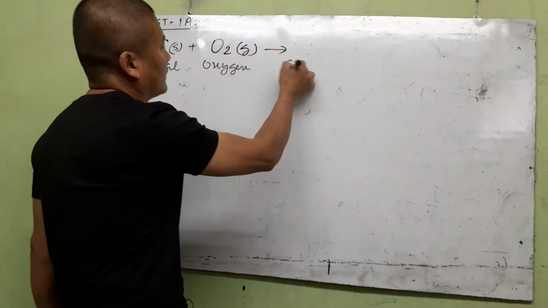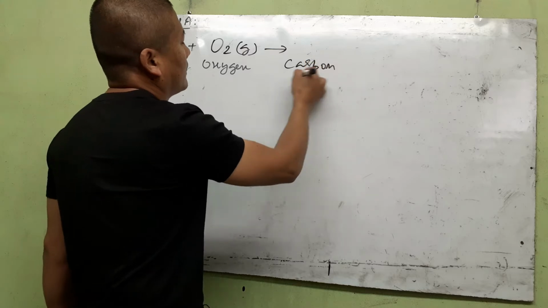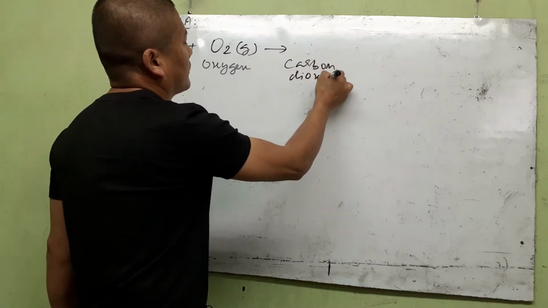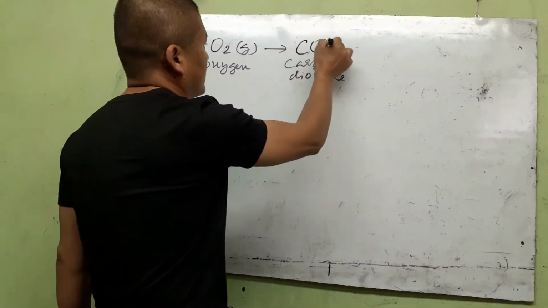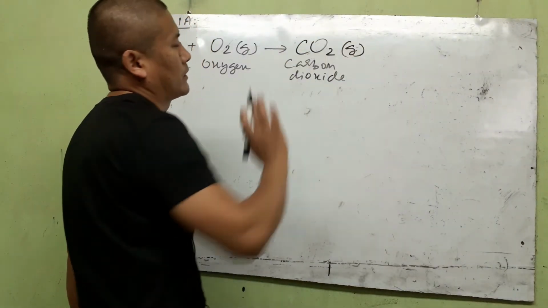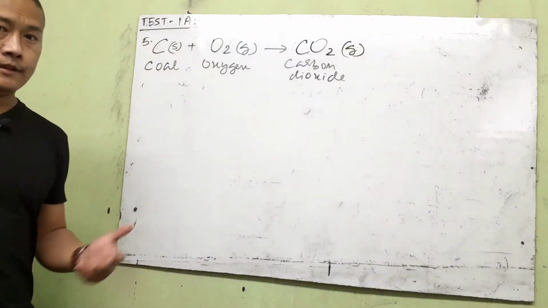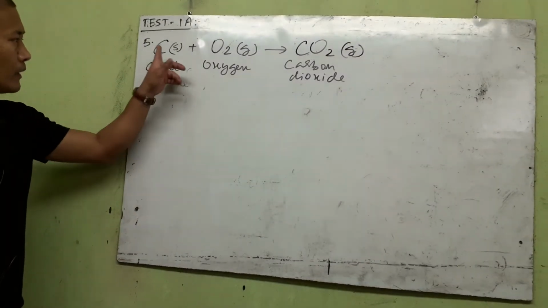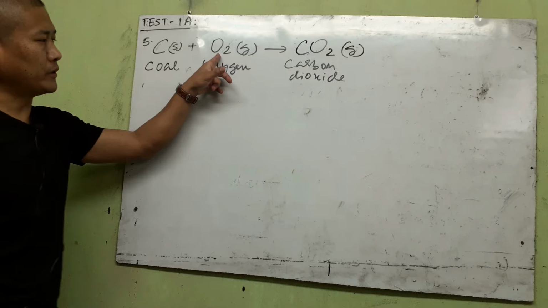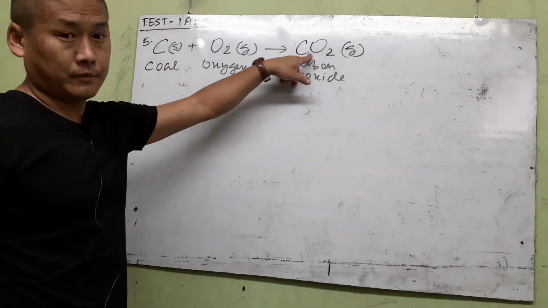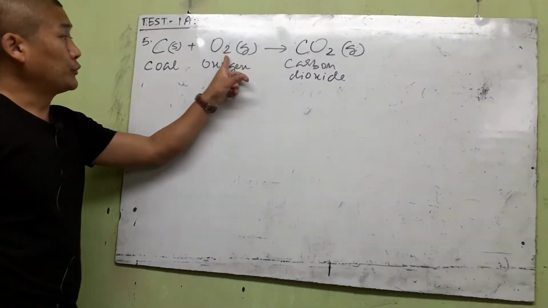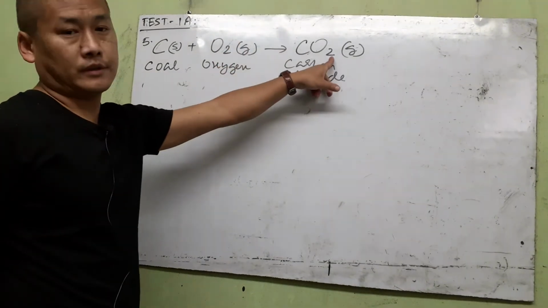Then we get carbon dioxide, and the word equation mentions gaseous, so small g at the back. So this is the skeletal equation. Let's balance it. One carbon atom on the left side, and on the right side of the arrow, one carbon. So balanced so far. Two oxygen atoms, two oxygen atoms.